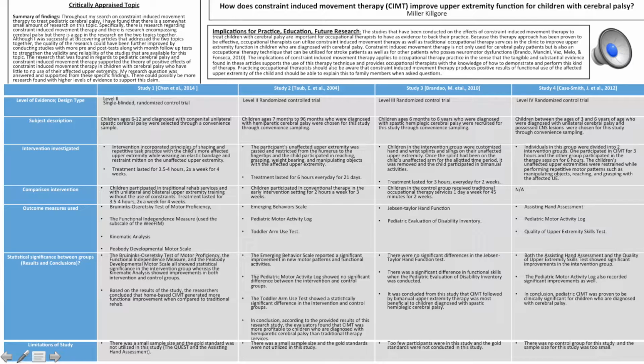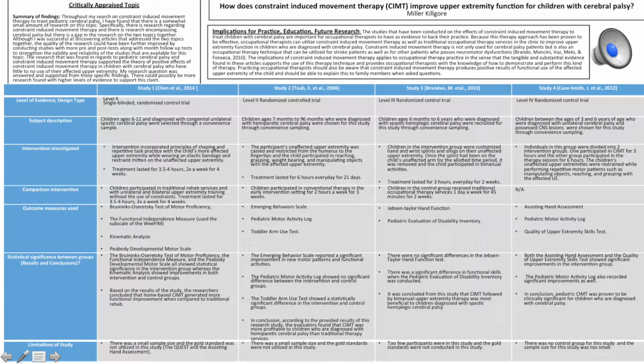The outcome measures used in the study were the Jebsen-Taylor Hand Function Test and the Pediatric Evaluation of Disability Inventory. There were no significant differences in the Jebsen-Taylor Hand Function Test. There was a significant difference in functional skills when the Pediatric Evaluation of Disability Inventory was conducted.